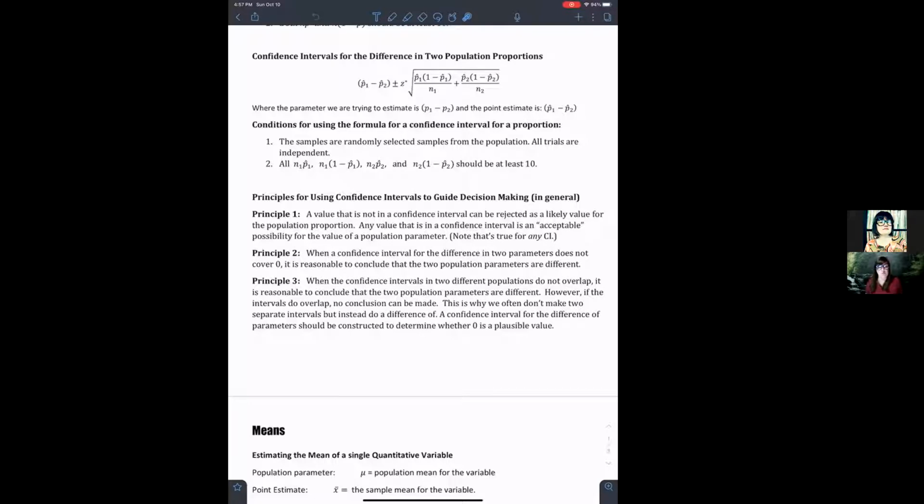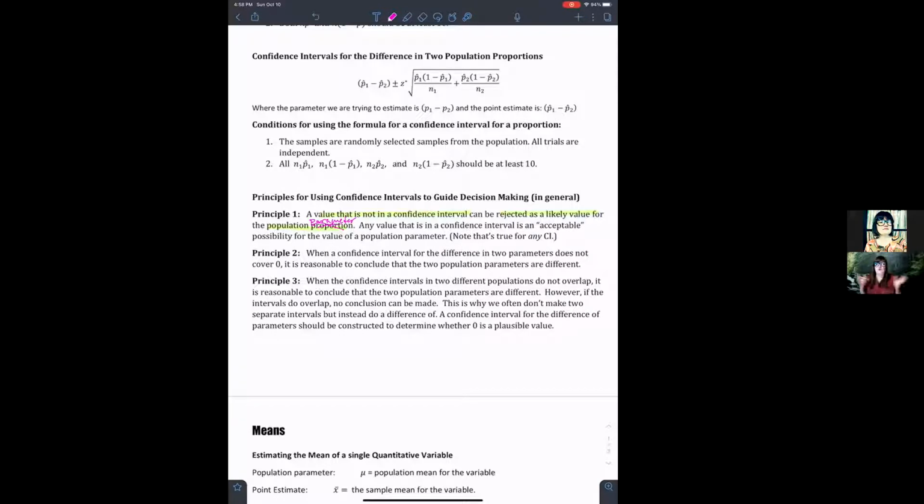The very first principle is that if a value is not in the confidence interval, then you can reject that as a value for the parameter. That's true for any confidence interval.